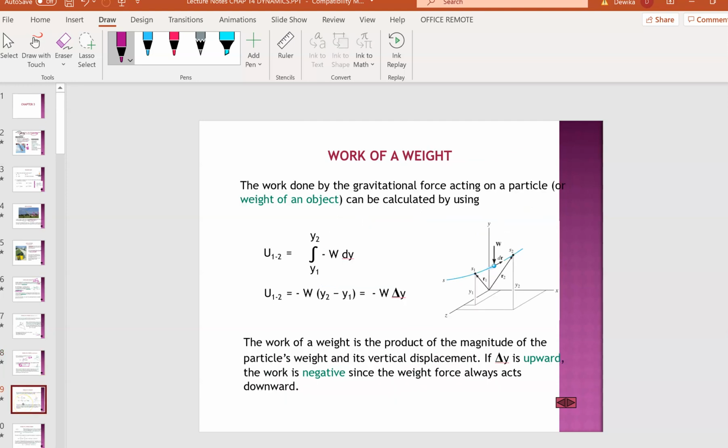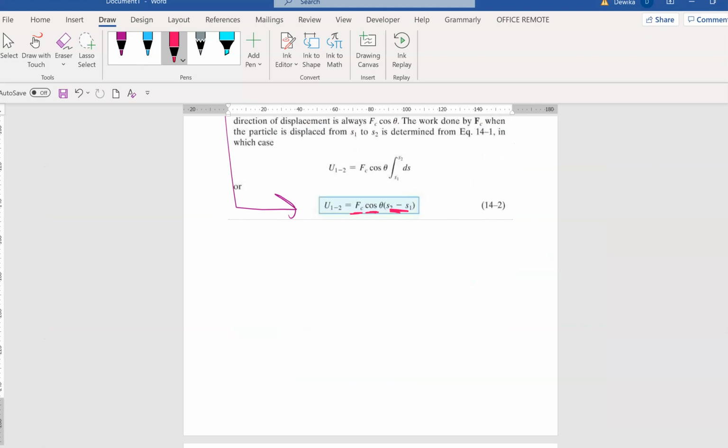Next, we look at work because of weight. You know the formula mgh, right? Look at that and look at this. This is similar. mg is weight, and the h here is delta y. Why is it always negative? Because we are taking upward as the positive reference for delta y, and gravity is actually always acting downward, so that's why it's always negative. Okay, going back to the summary, so it will be the next line.